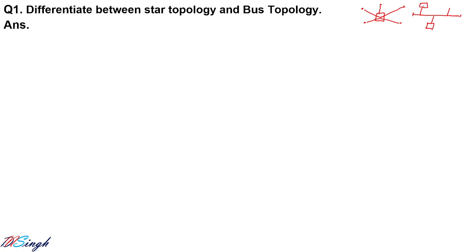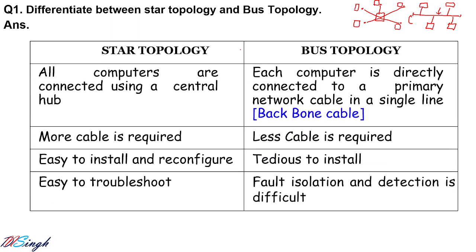So there is a comparison between these two. Okay, so this is our bus topology. This is called backbone cable. Okay, these are the terminators for bus topology, and these are the devices. In star topology, these are the devices, and in center we have a switch or hub. So let us see the differences.